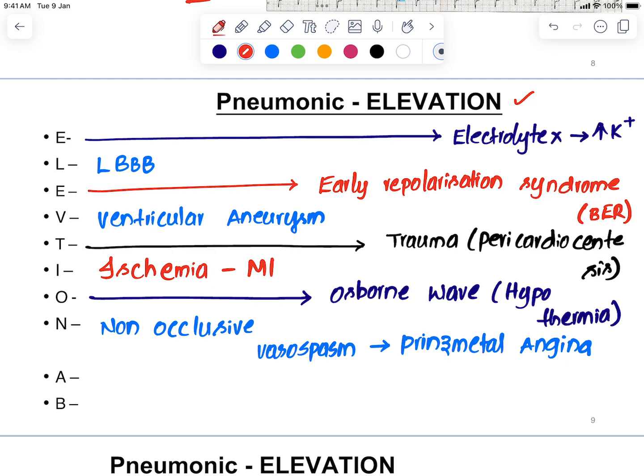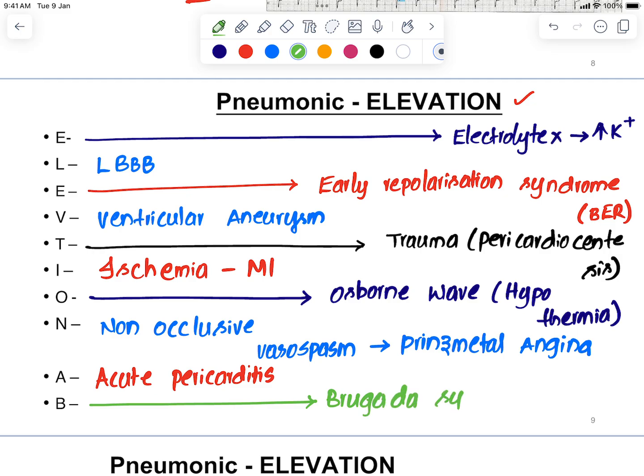And the letter A stands for acute pericarditis. Right? Acute pericarditis. And the letter B stands for Brugada syndrome. So Brugada syndrome is actually a form of sodium channelopathy. It is a disorder related to the sodium channels. In these patients with Brugada syndrome, there is a chance of development of VT or VF causing sudden cardiac death, right? And you have that classical saddle-shaped ST segment elevation in patients with Brugada syndrome, and I'll be discussing that ECG as well.